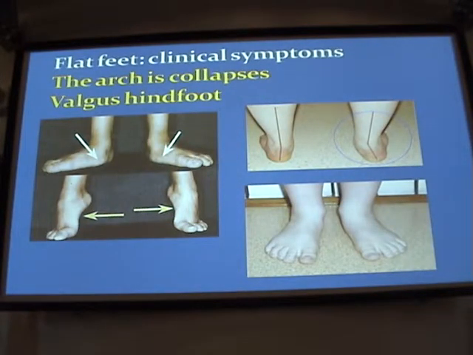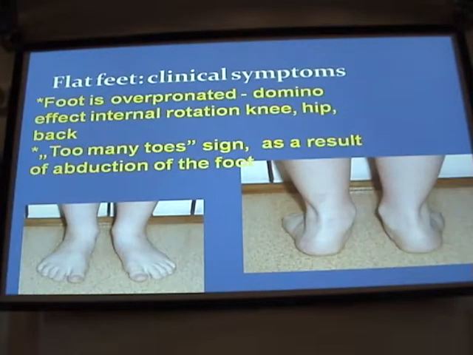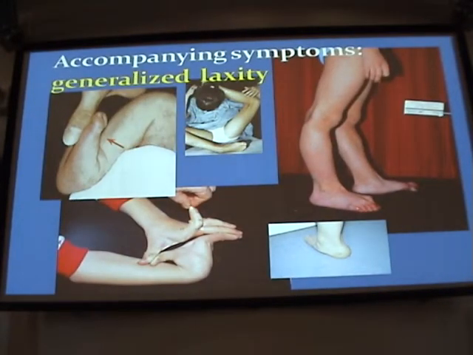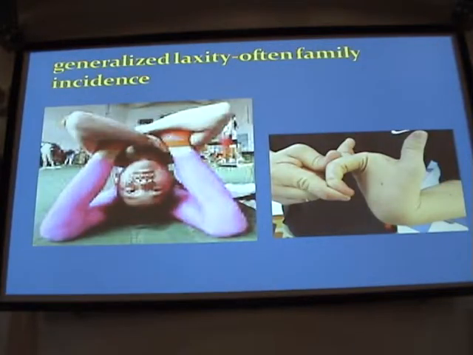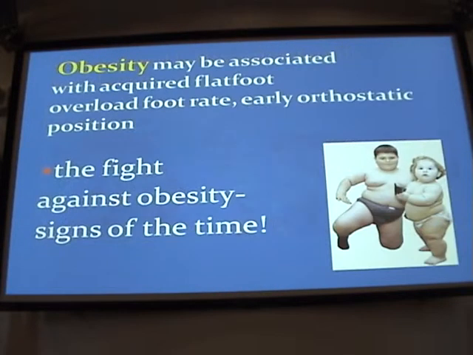Flat feet clinical symptoms: the arch is collapsed, valgus hind foot, and the foot is overpronated. Domino effect: internal rotation of the knee, hip, back, and the too-many-toes sign as a result of abduction of the foot. Accompanying symptoms: laxity, often with family incidence. Obesity may be associated with acquired flat foot, overloading the foot, with early orthostatic position. The fight against obesity is a sign of the times.